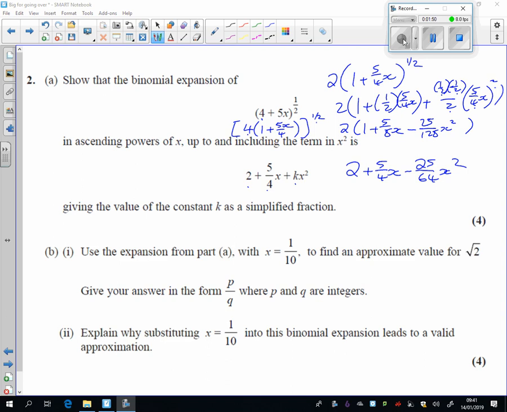Part B, so there's 4 marks for that. That's quite nice. Part B says, put in the value x equals 1/10. I'm going to put it into 2 different places. First of all, I'm going to put x equals 1/10 into here. When I put x equals 1/10 into there, I've got 2 plus 5 over 4 lots of 1/10 minus 25 over 64 lots of 1/10 squared.